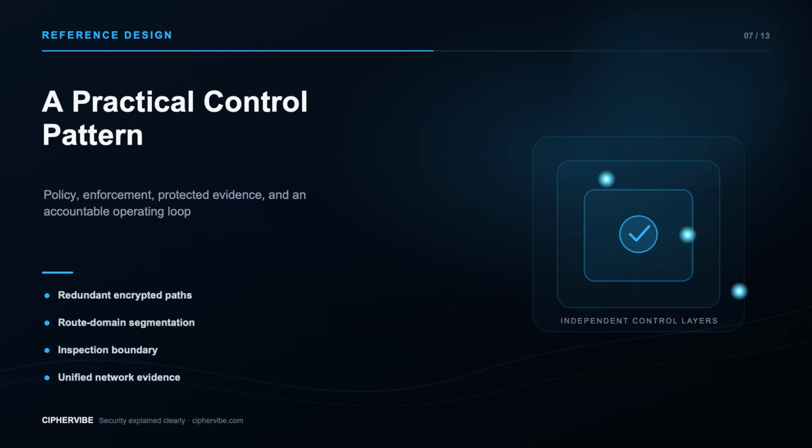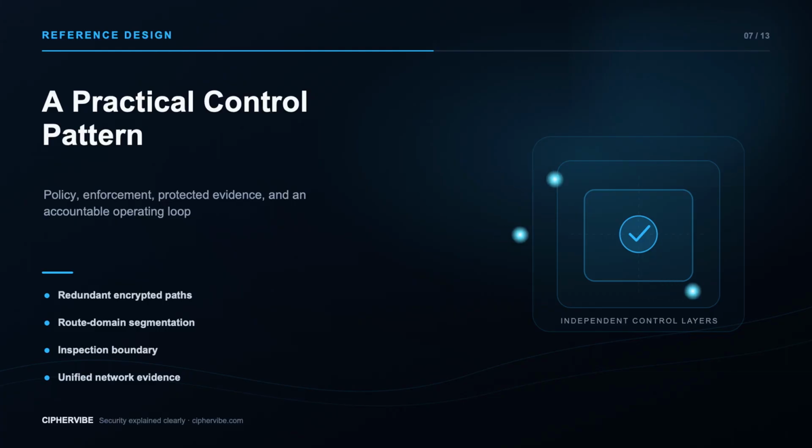Begin with an explicit policy that describes the permitted outcome. Enforce that policy at the closest reliable control point. Route decision and activity evidence to protected storage. Then give an accountable team a tested path to review exceptions, correct drift, and respond to violations.